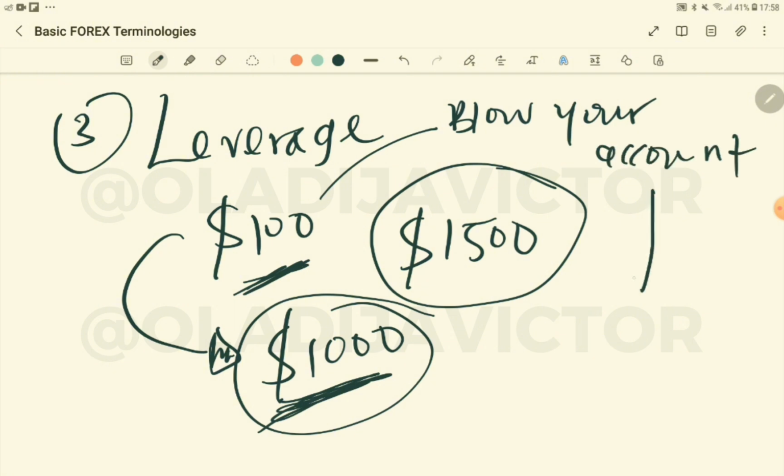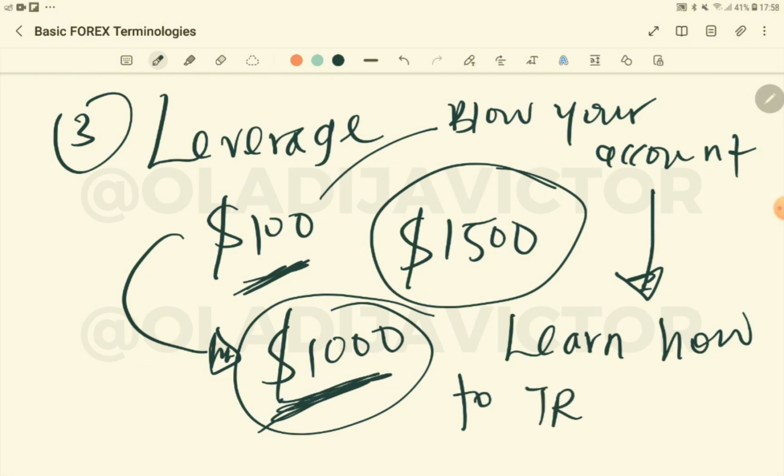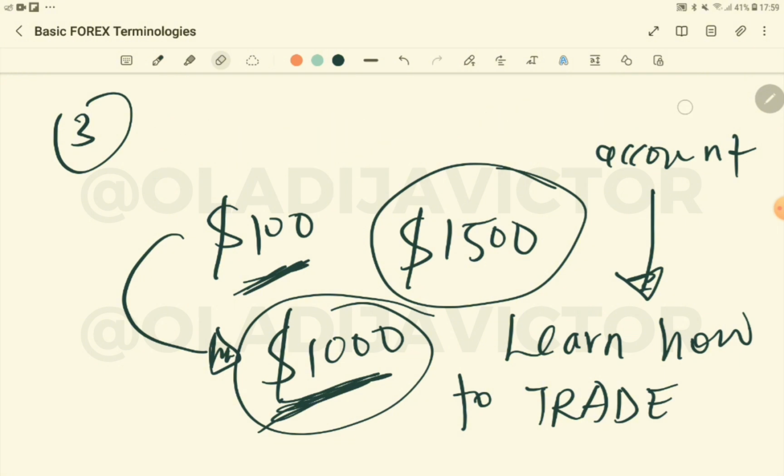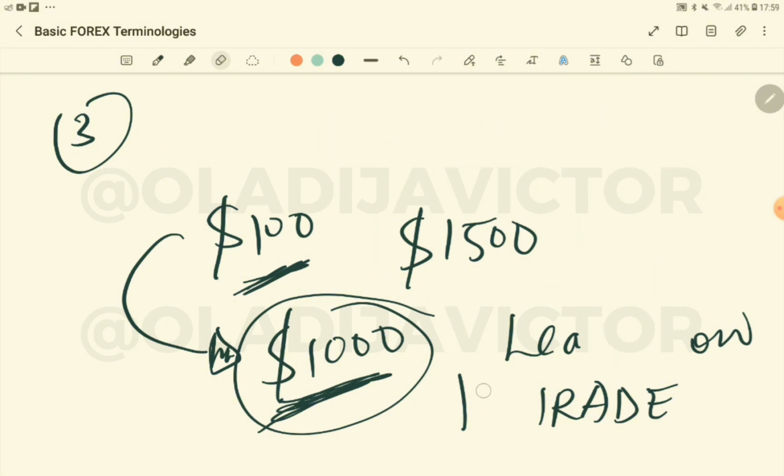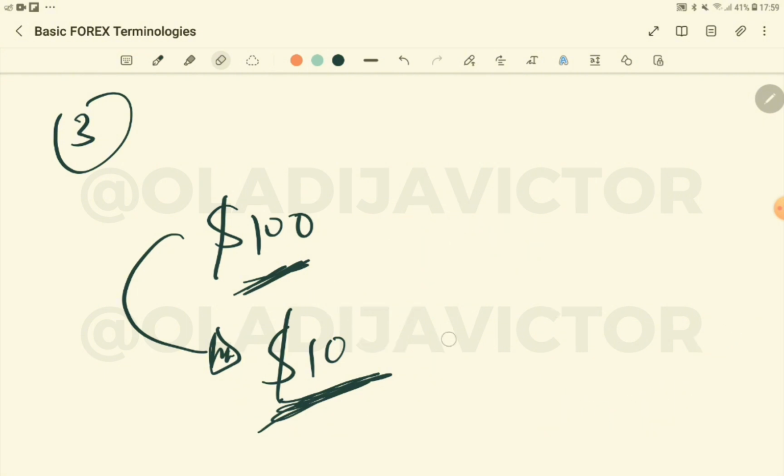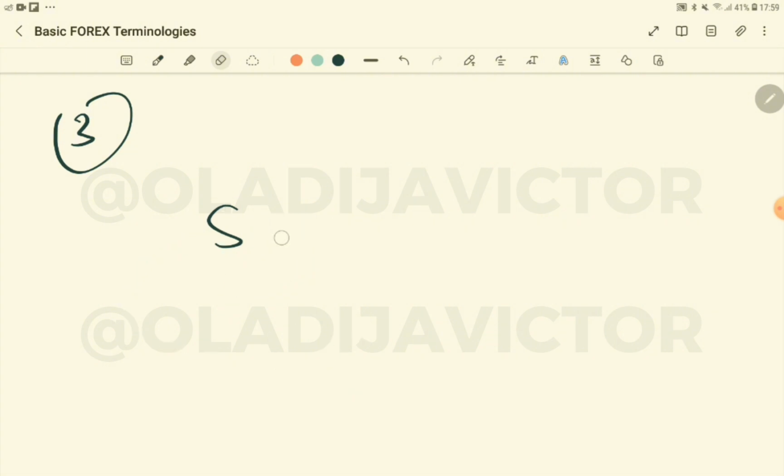So the bottom line is learn how to trade, and you are going to be safe. Because if you don't learn how to trade, you would become like every other retail trader in the market that keeps dashing the market makers plenty of money.